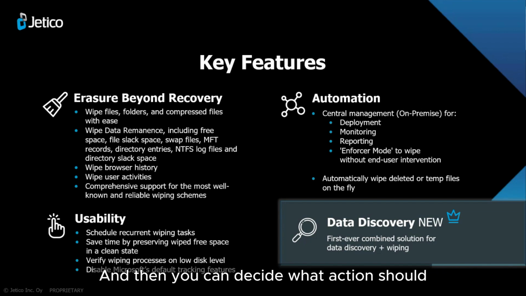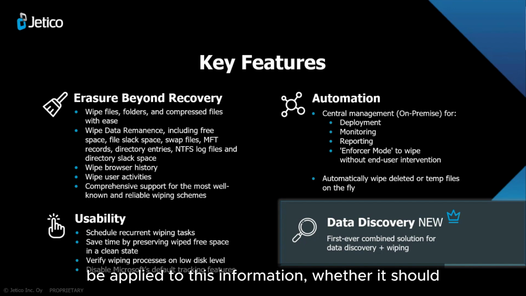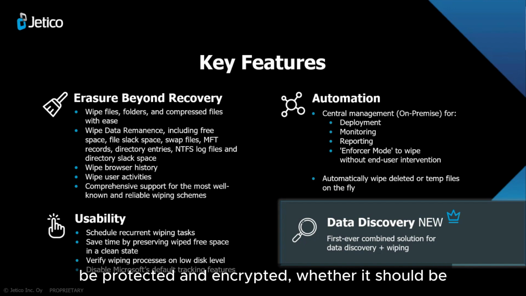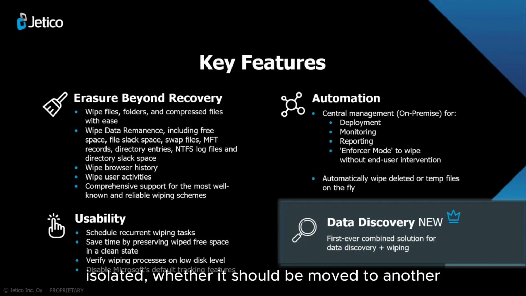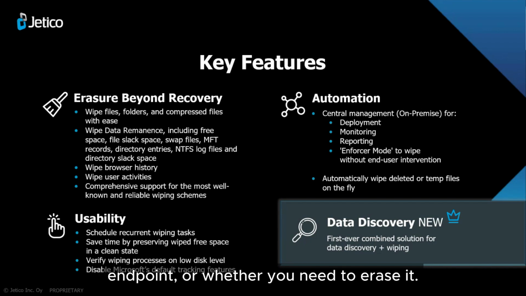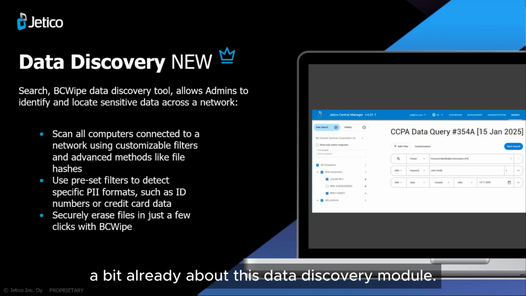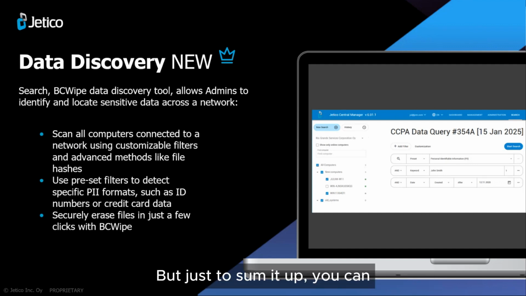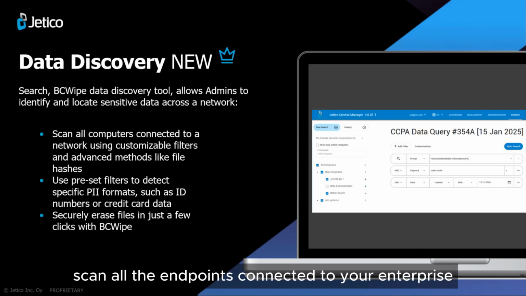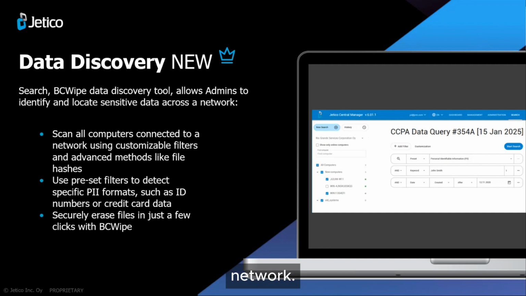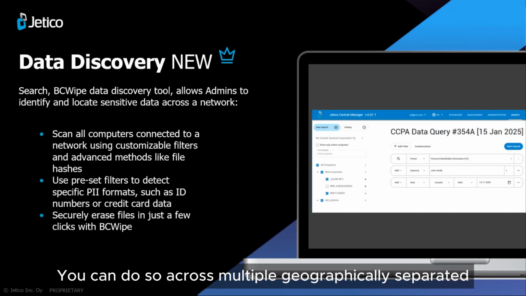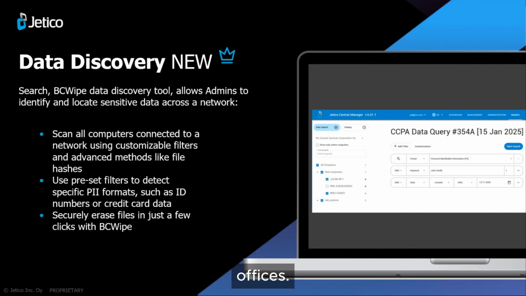And then you can decide what action should be applied to this information, whether it should be protected and encrypted, whether it should be isolated, whether it should be moved to another endpoint, or whether you need to erase it. Right. So to sum up the data discovery module, you can scan all the endpoints connected to your enterprise network. This is not limited by physical location. You can do so across multiple geographically separated offices.